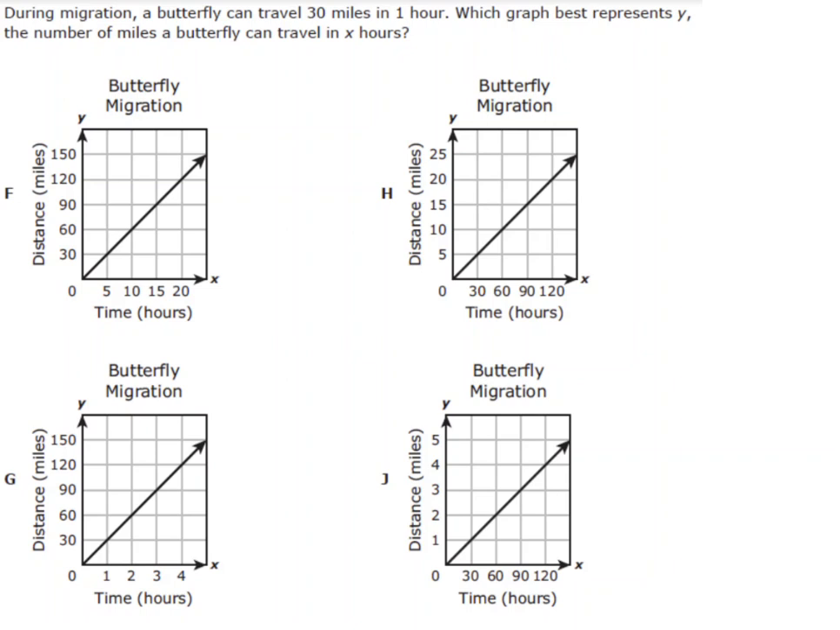During migration, a butterfly can travel 30 miles in 1 hour. Which graph best represents y, the number of miles a butterfly can travel in x hours? So, time is always on the x-axis. The output value is always on the y-axis. So let's test this.